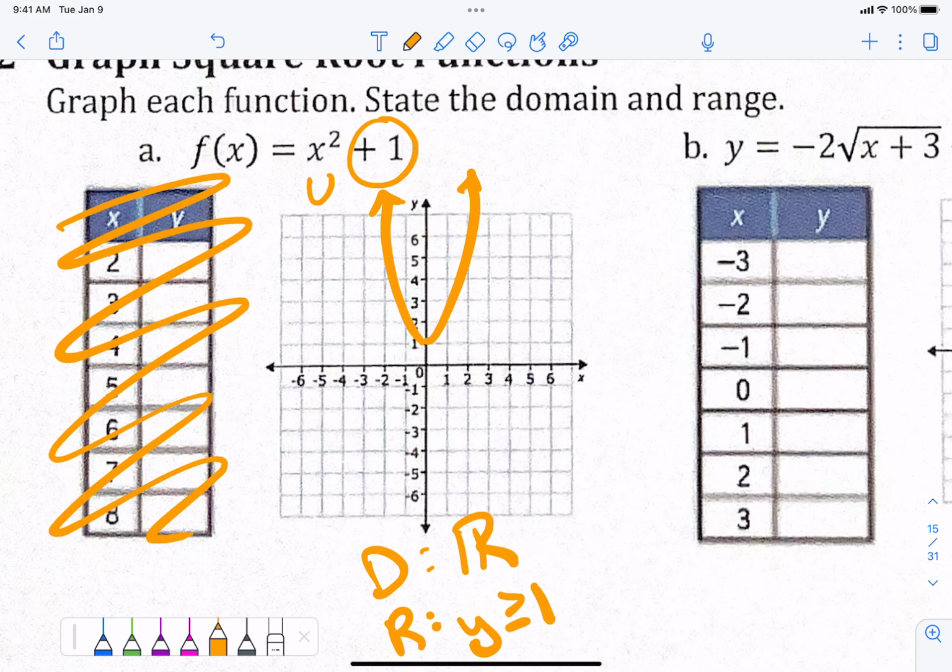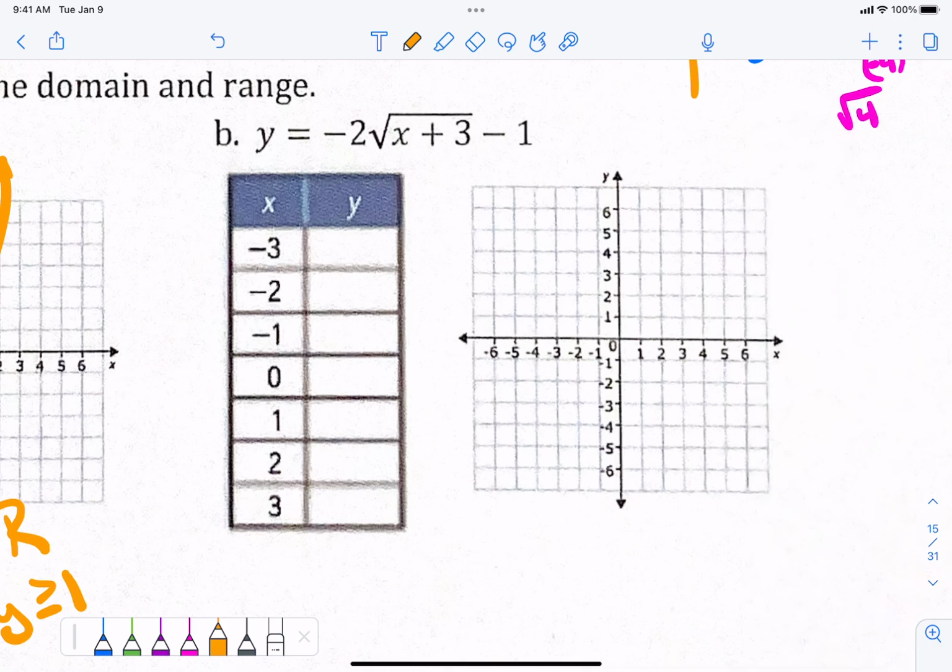Good? Got it? Okay, B, I'm going to change this problem just a little bit and make it a little bit easier. I'm going to get rid of the 2. We're going to keep the negative, and we're going to get rid of the -1.